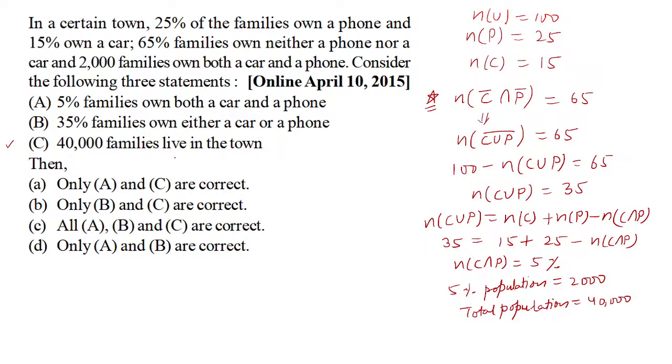It says 5% families own both a car and a phone. Yes, we have got this. 5% families own both car and phone. So even A is correct. And it says 35% families own either a car or a phone. Absolutely. Or means union. So 35% families own either a car or a phone. So even B is correct. Good. So your answer should be what? C.